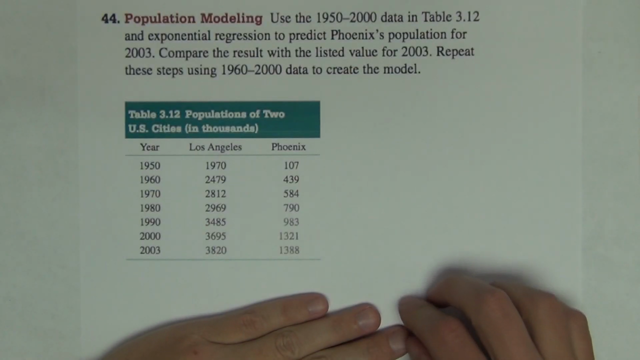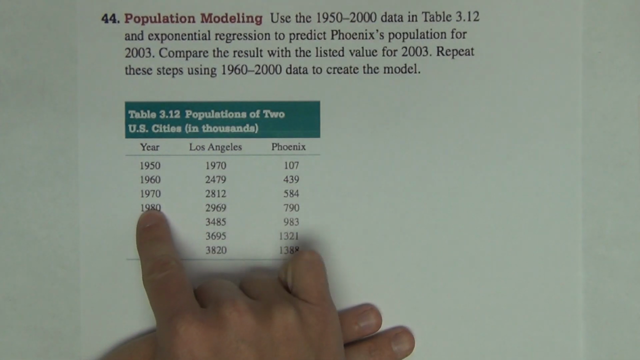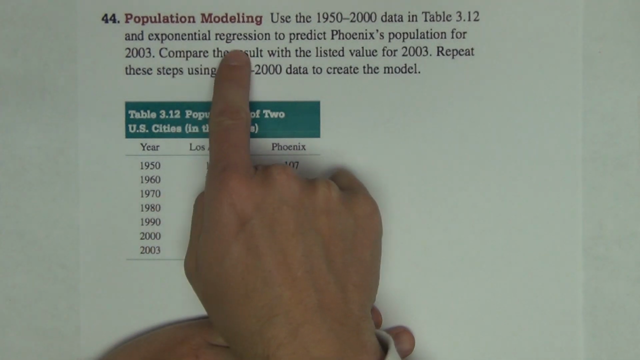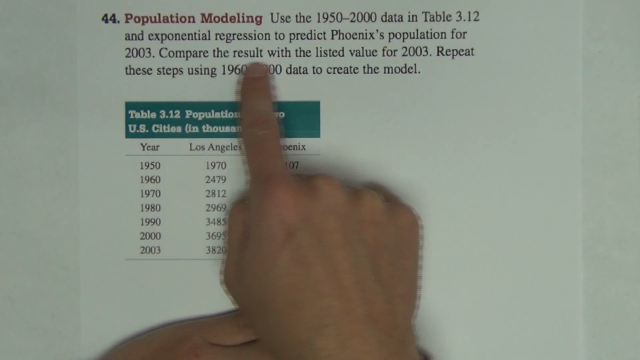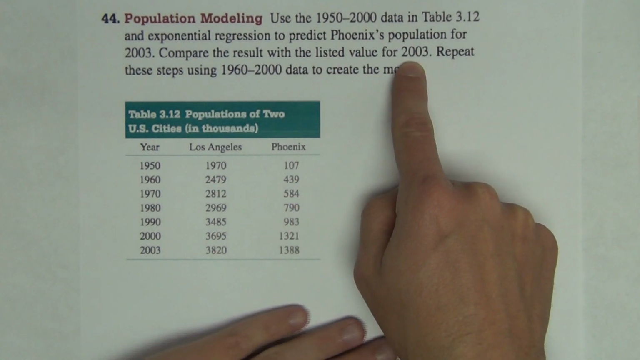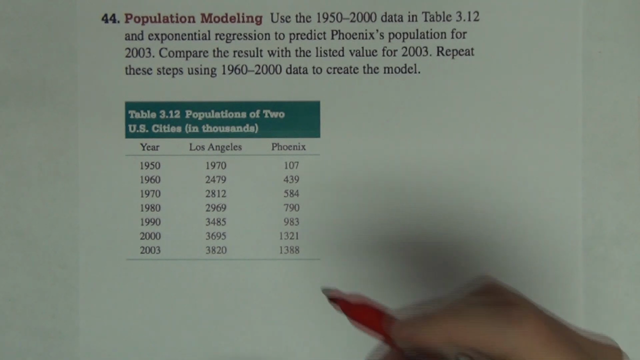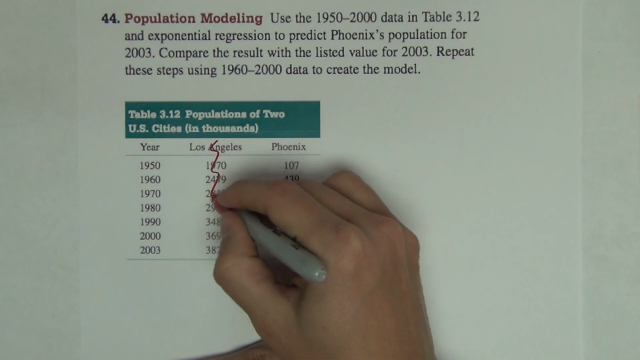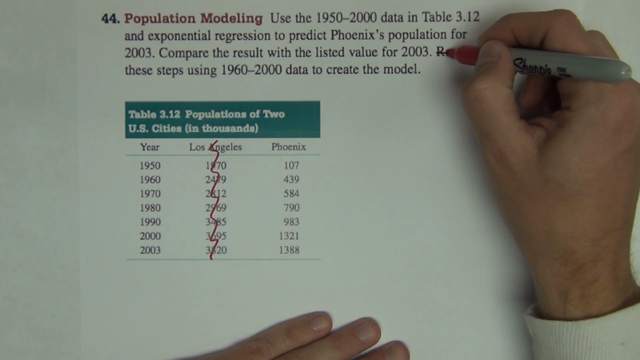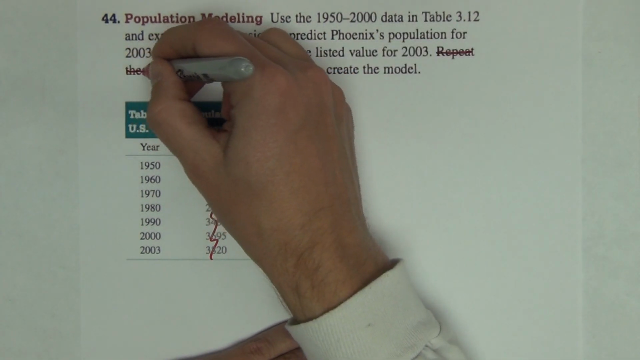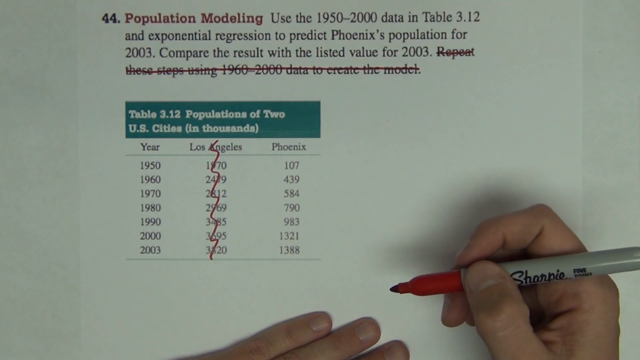Next problem is one from our textbook. It says use the 1950 to 2000 data in Table 3.12 and the exponential regression to predict Phoenix's population for 2003. Compare the result with the listed value for 2003. In this problem we're looking at Phoenix, so we're not going to use Los Angeles at all, so I'm just going to get rid of that. In the interest of time, I'm not going to repeat the steps using this data. So we're just going to do the first part of this problem.